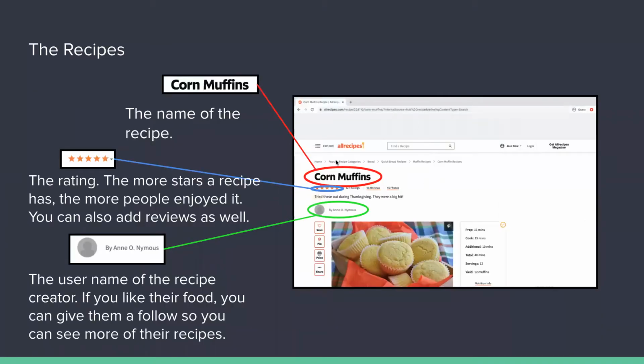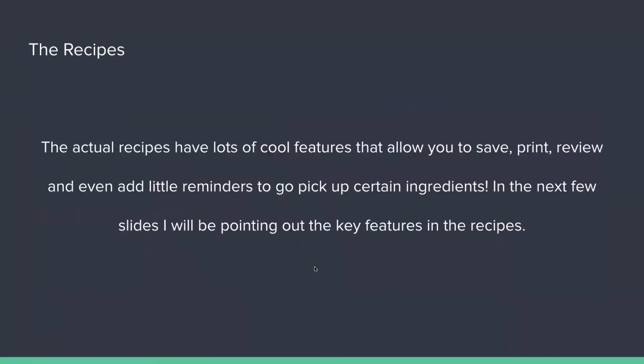So as I mentioned, this is the name of the recipe. Then there is the rating, which are the stars, and it's based on what other people have thought about it. And then you can also see who has created the recipe. If you like their food, you can even follow them so you can see more of their recipes.